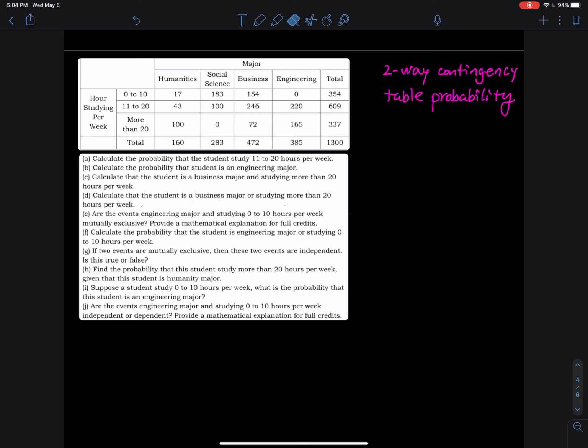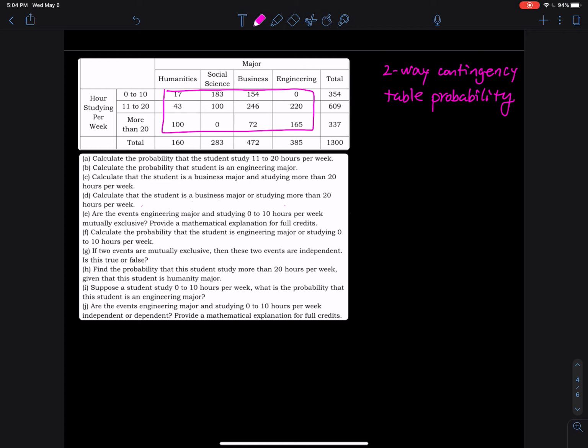In this two-way contingency table, we have 1,300 students in this study, so we have two variables: their major and the number of hours they study every week. So let's take a quick tour of the contingency table. We have this joint frequency. We call them joint frequency because every one of these numbers corresponds to two statuses.